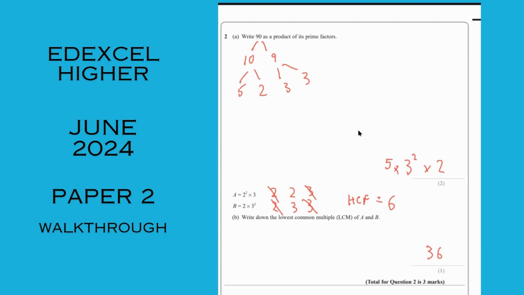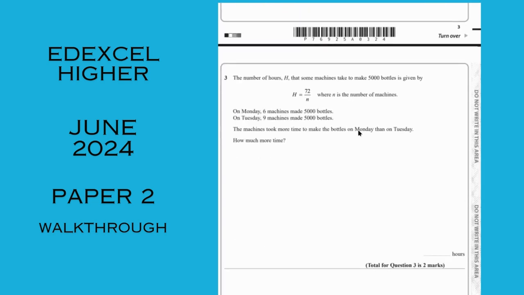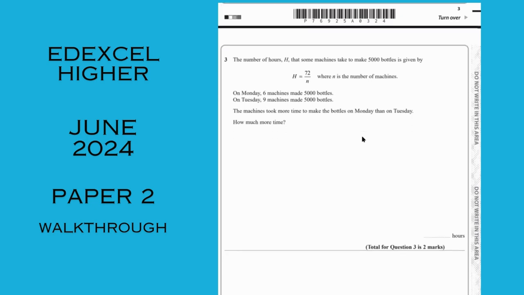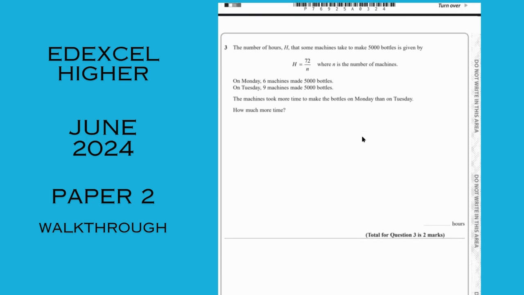On we go. So number 3. So you've got H hours, 5,000 bottles, H is 72 over the number of machines. So on a Monday, 72 divided by 6 means 12 is the number of hours.